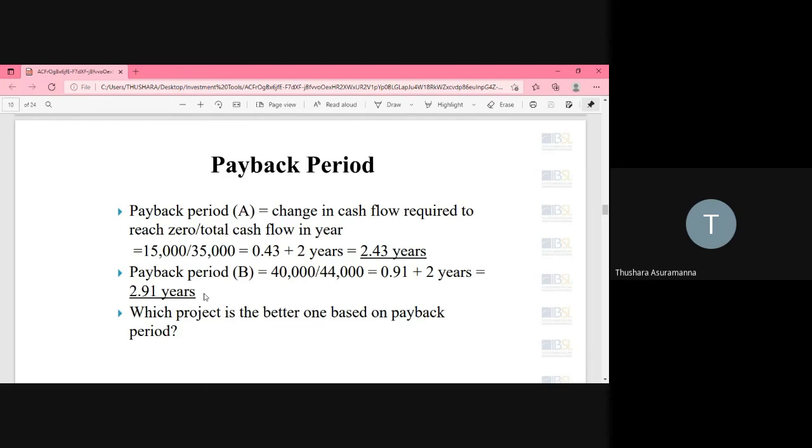When you go to the second one, 0.91 is the fraction which is in years. 0.91 into 12 months gives you 11 months as the number of months. 2 years and 11 months. 2 years and 5 months. Either way, it's acceptable. Is it clear? Tell me if you are not clear, let me know. Again, I can explain.